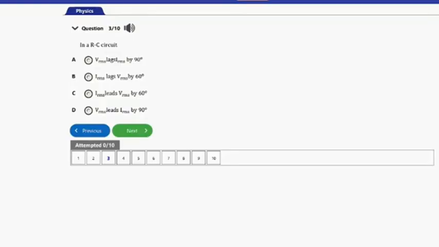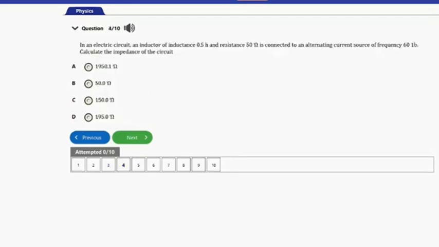Root mean square voltage leads root mean square current by 90 degrees in an RC circuit, that's resistor capacitor circuit, and that's because of the phase shift that is caused by the capacitor in this circuit. And that's it for this question. So let's go ahead and consider the next question, guys. So guys, the next question we have here is question number 4.